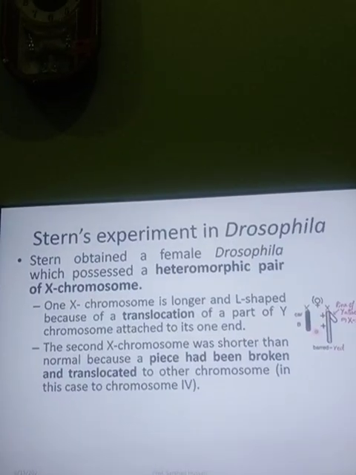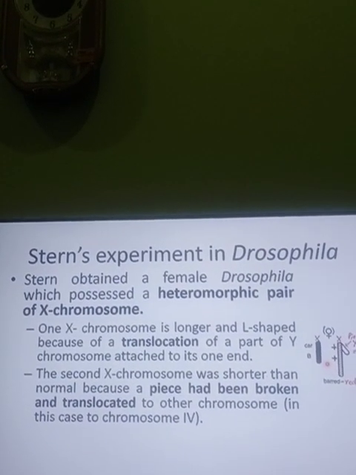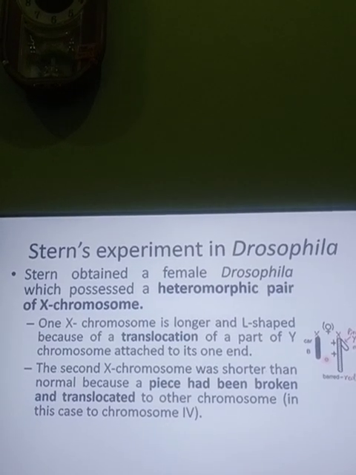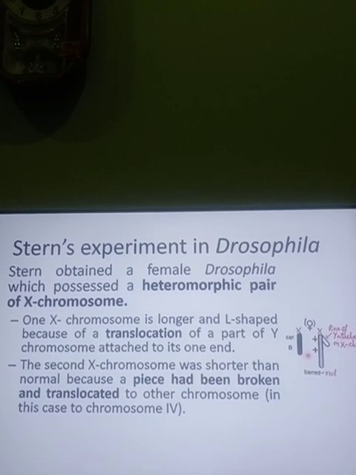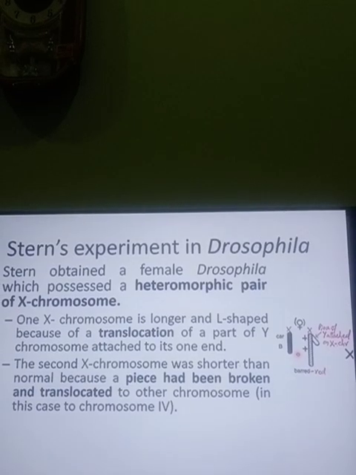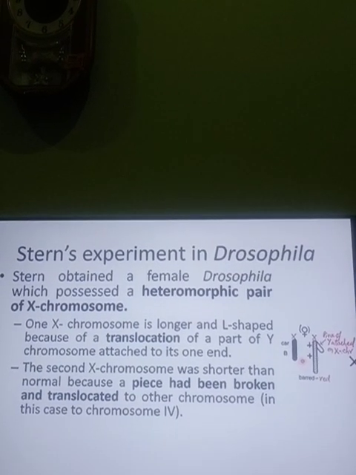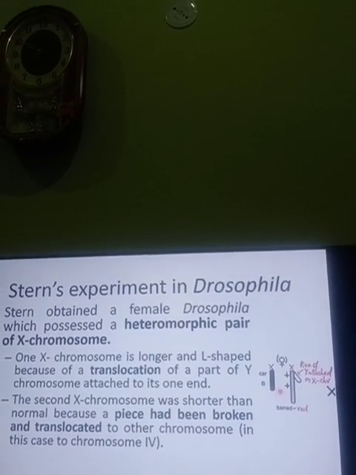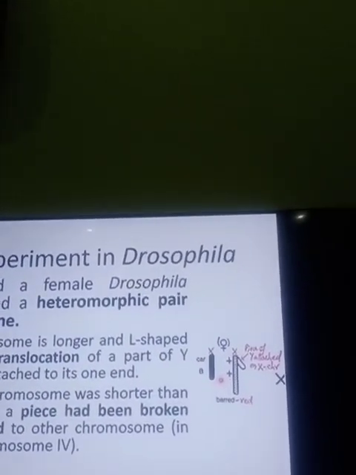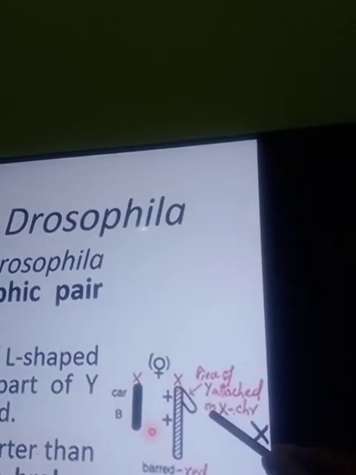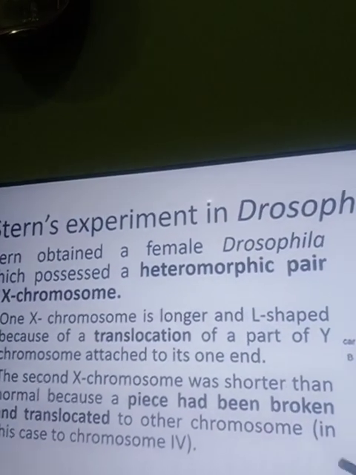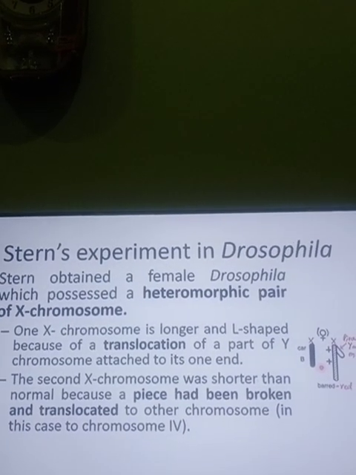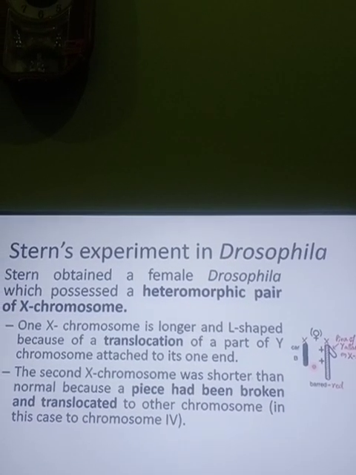homologs. Stern's experiments in Drosophila. Curt Stern obtained a female Drosophila which possessed a heteromorphic pair of X chromosomes. One X chromosome is longer and L-shaped. Here you are observing this L-shaped chromosome. And he crossed these two chromosomes.